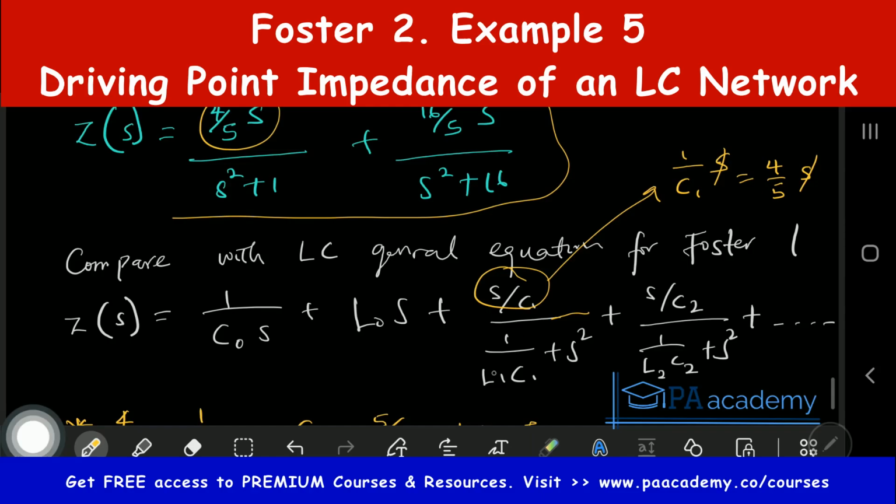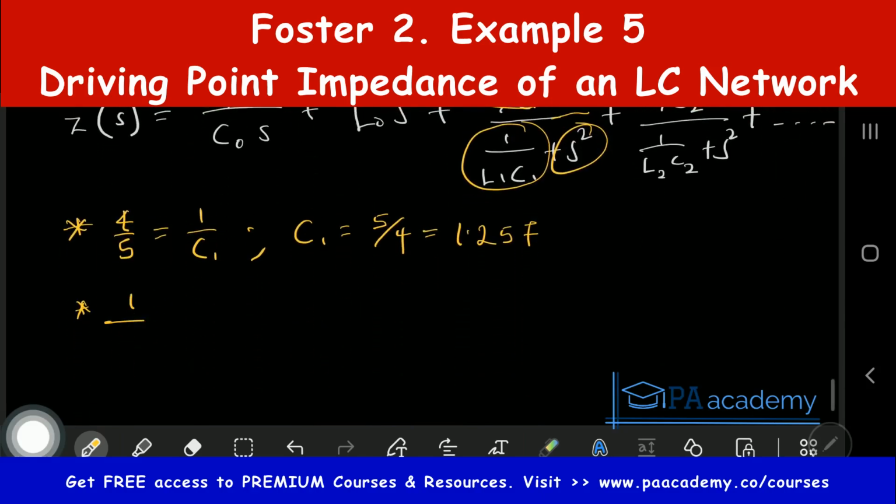Still here, you can see we have our s square here. This is s square here. So that means our 1 over L1 C1 is equals to 1. So we have 1 over L1 C1 equals to 1. Let's just say over 1 to make our calculation clean. If we cross multiply, we are going to be having L1 C1 is equals to 1. So what we actually need is L1 because we already know the value of our C1.